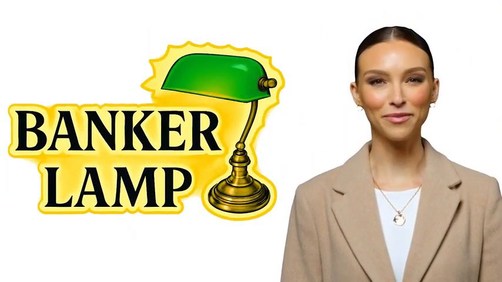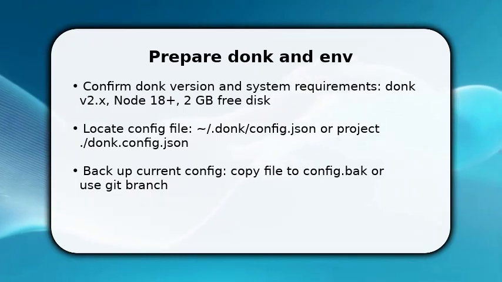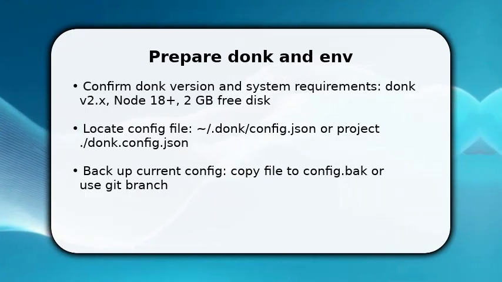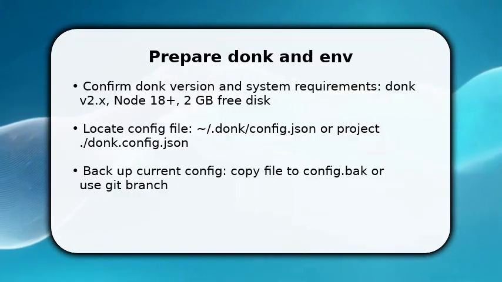You'll start by validating prerequisites and grabbing the file you'll edit. Check that Donk v2.x is installed and Node 18+ is available. Once done, find the active config at ~/.donk/config.json or project/.donk/config.json, and make a backup with cp or Git to preserve the original.